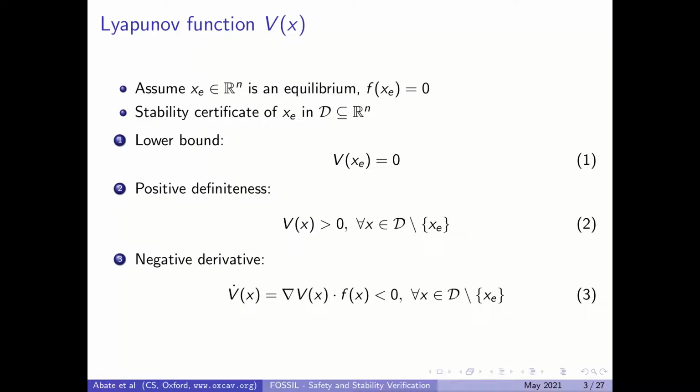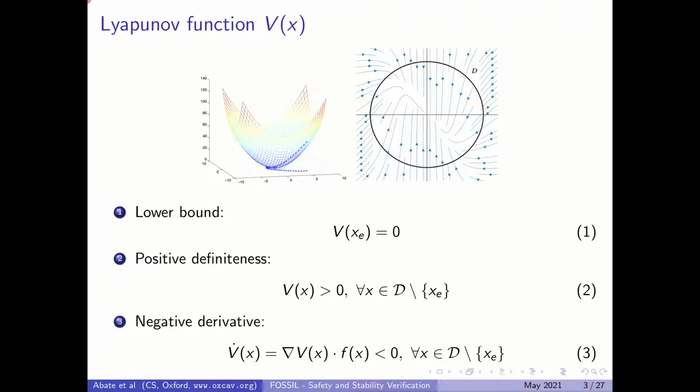The first place to begin is with the definition of a Lyapunov function and what we mean by stability. For this, we need to assume we have some equilibrium point for our dynamical system, such that the dynamics of the system at this point are equal to 0. What we want to do is certify the stability of this equilibrium point within some domain D, a subset of the entire domain. And here, by stability, we just mean we want to verify that all trajectories starting within this domain D converge towards the equilibrium point. It's worth noting that without loss of generality, we can assume that this equilibrium point is the origin.